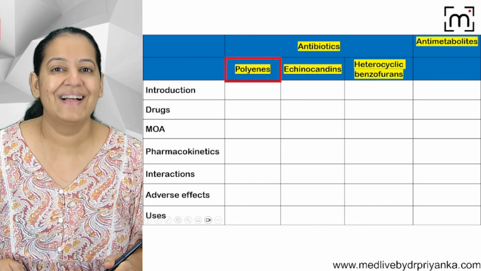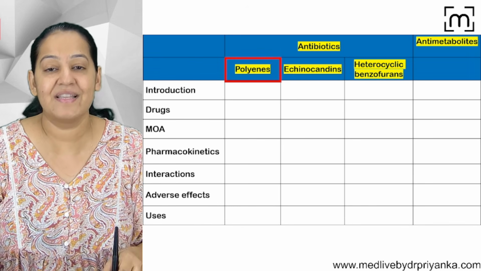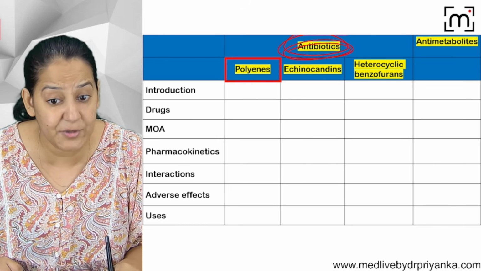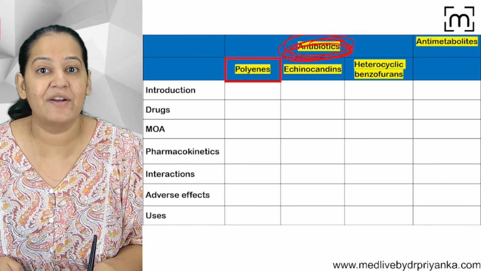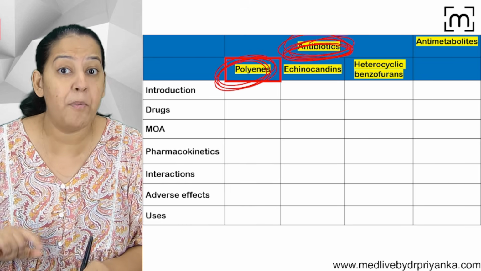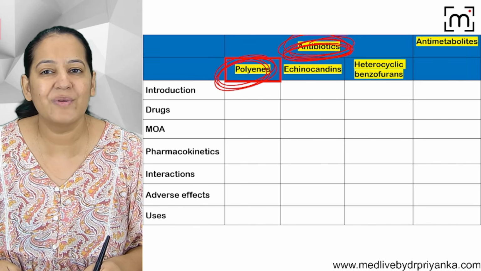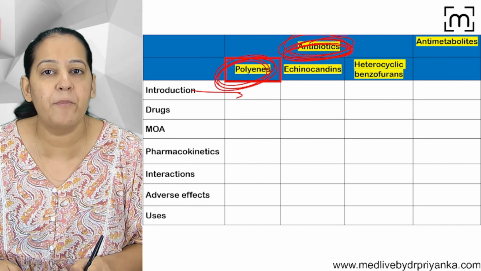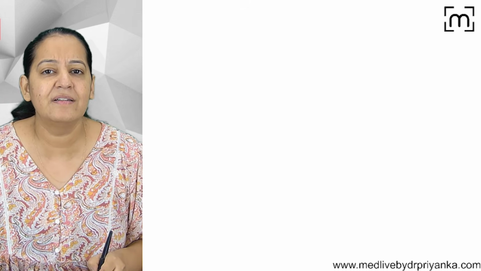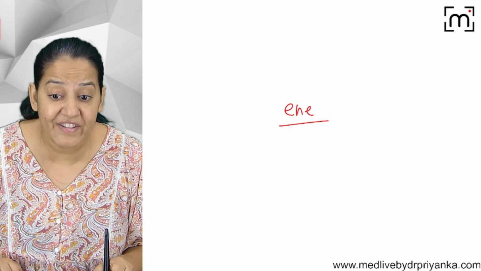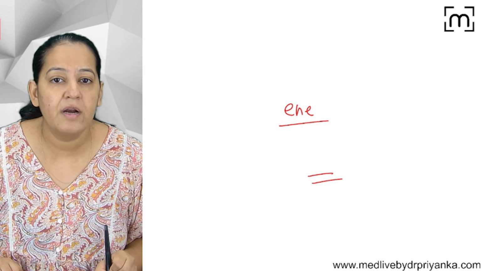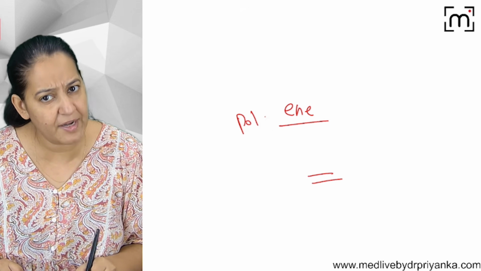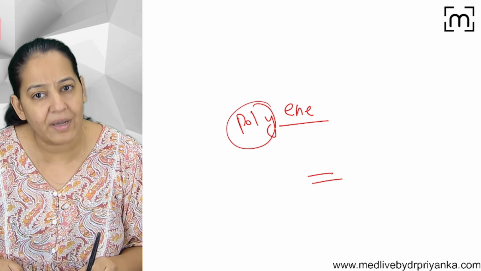So let's start with the antibiotics. You know my way of teaching. In the antibiotics, I'm starting with the first category, polyenes. Why are polyenes known as polyenes? In the introduction, you tell me why polyene. Have you read chemistry in your school time? What is ene? What do you mean by ene? Suffix in chemistry, it's double bond. It is having multiple double bonds. That's why it is known as polyene.